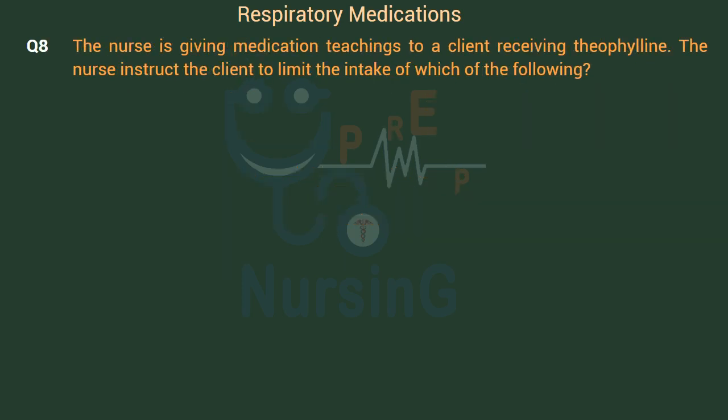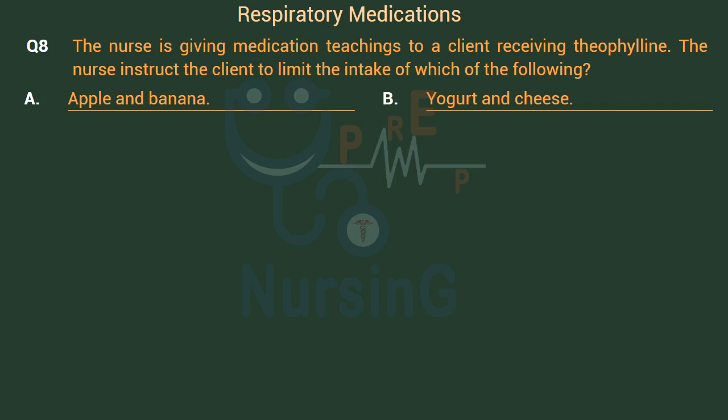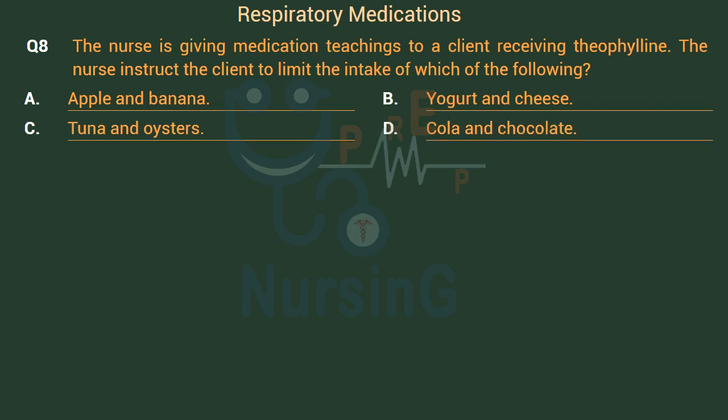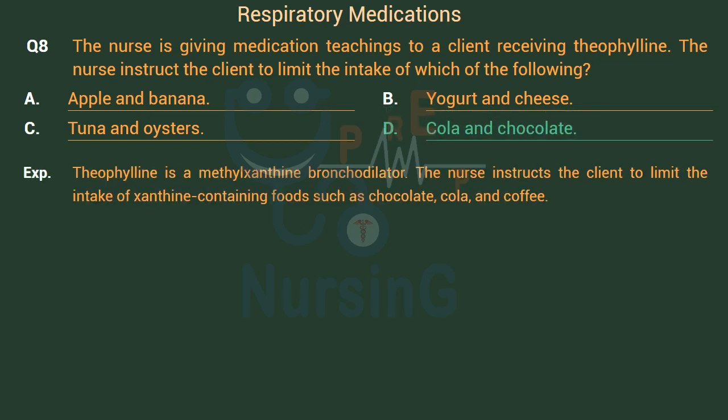The nurse is giving medication teachings to a client receiving theophylline. The nurse instructs the client to limit the intake of which of the following? Option A. Apple and banana. Option B. Yogurt and cheese. Option C. Tuna and oysters. Option D. Cola and chocolate. Right answer is Option D. Cola and chocolate. Theophylline is a methylxanthine bronchodilator. The nurse instructs the client to limit the intake of xanthine-containing foods such as chocolate, cola, and coffee.